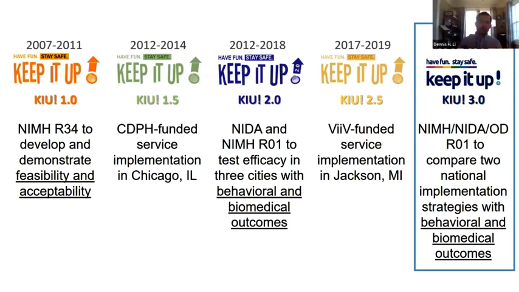From there, we decided that there was enough evidence to warrant an implementation-focused trial of Keep It Up. And just to note, in between these NIH-funded comparative trials, we had Keep It Up 1.5 and 2.5, which were service implementation projects in community-based settings, which allowed us to explore some of the implementation challenges that inform our Keep It Up 3.0 trial.